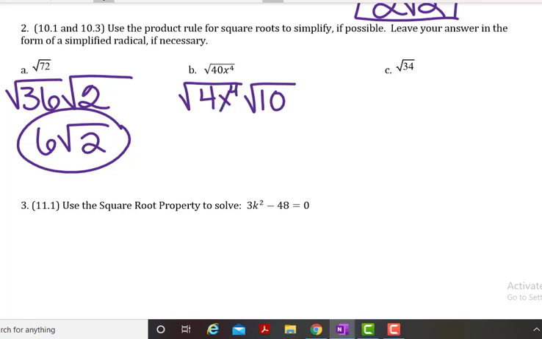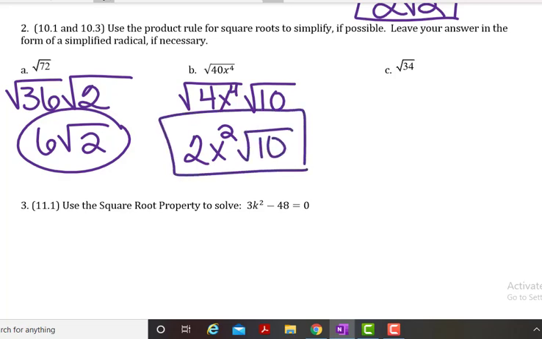Now let's simplify that first square root. The square root of 4 is 2. The square root of x to the 4th, well, we divide the exponent by 2, so we get x squared. So 2x squared times the square root of 10 is our final answer.